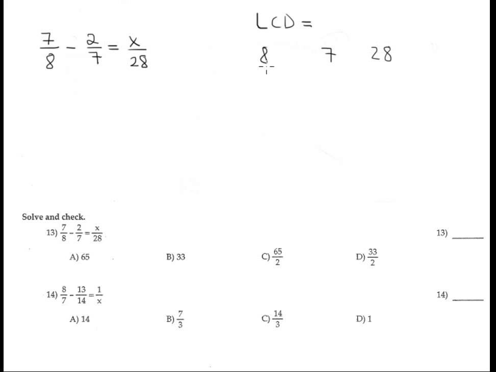8 is 2 and 4, 2 and 2. 7 is a prime number, and 28 divided by 2 is 14, divided by 2 is 7. And remember, for forming the LCD, you take the collection of the factors. We have 1, 2, 3, we have 1, 2. Remember, when there are repetitions, you take the majority of them.